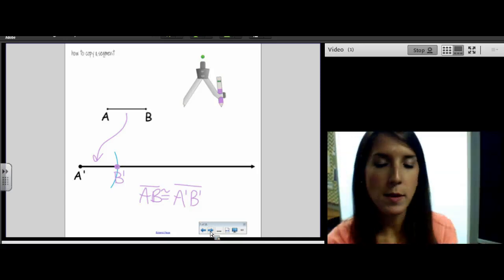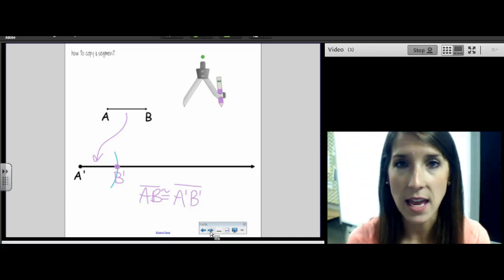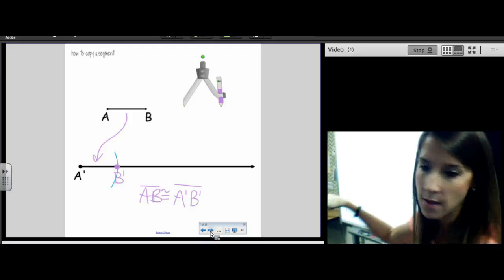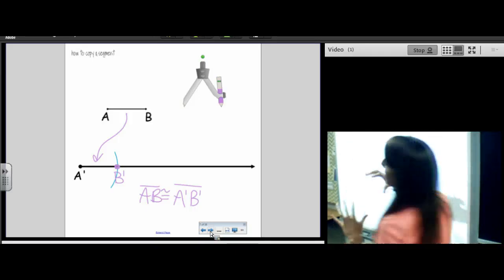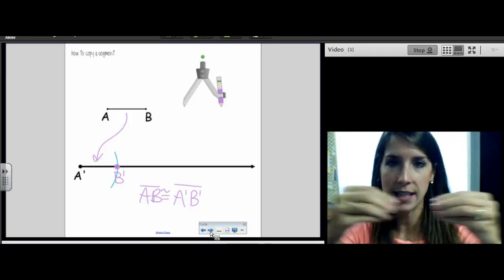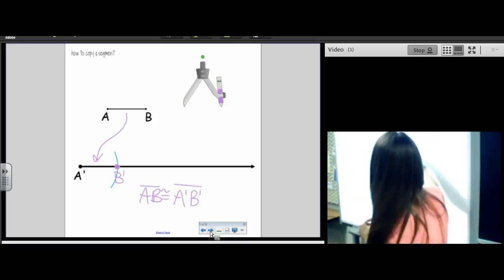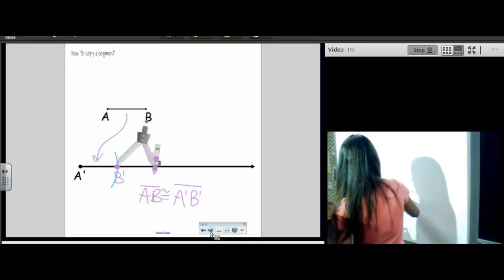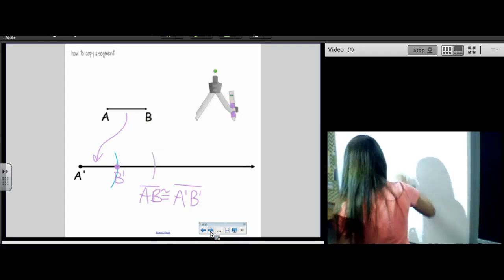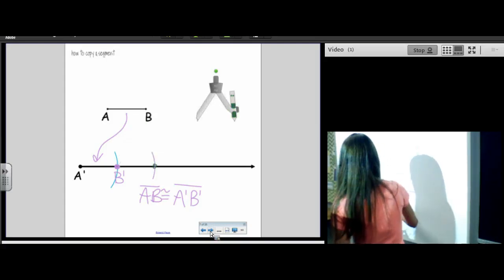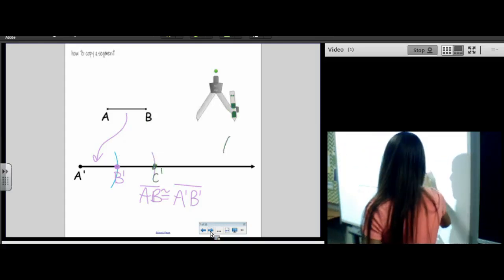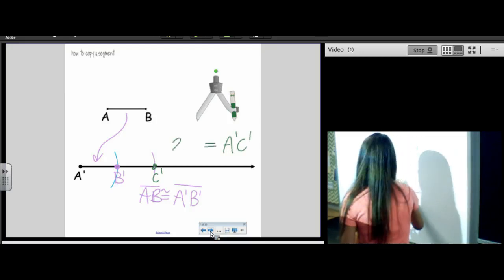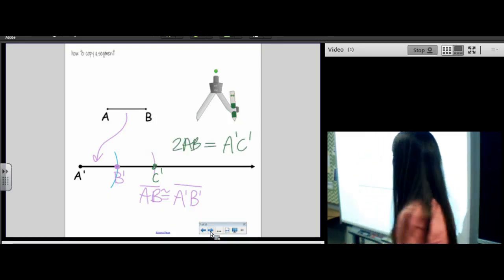Now sometimes we might ask you to double AB. So how would you do that? Well, you would copy AB onto the ray, and then you would keep your compass at the same setting. You can't let your compass slide. You keep it on the same setting. You put the needle where you left off. You make another arc, and then your new one, let's call it C prime just for fun. Your new one, A prime C prime, is double AB.